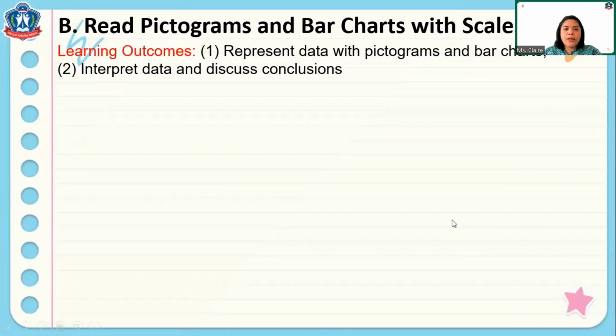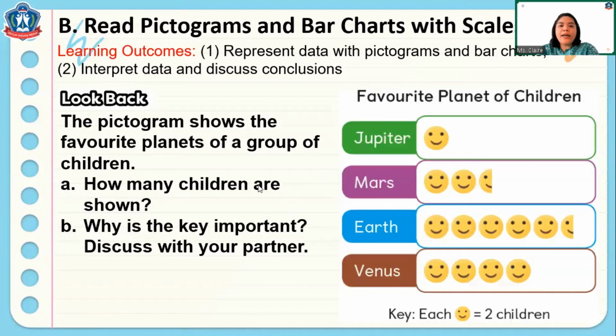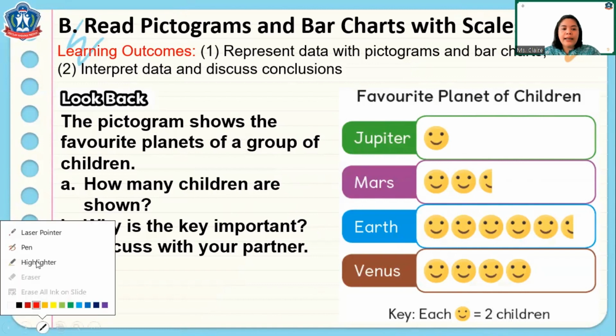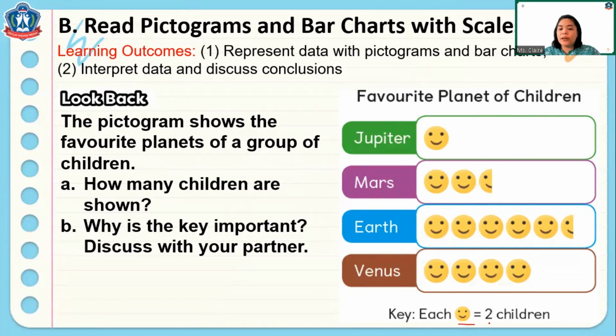Okay, let's continue. Lesson B, we have read pictograms and bar charts with scales. I have here a pictogram showing the favorite planets of a group of children. So how many children are shown and why is the key important? Discuss your answer. Now this is a pictogram, right, children? This pictogram is showing the favorite planets of children. Our emoticon here means 2 children. It means 2 children like Jupiter.